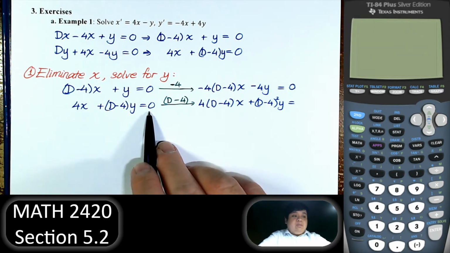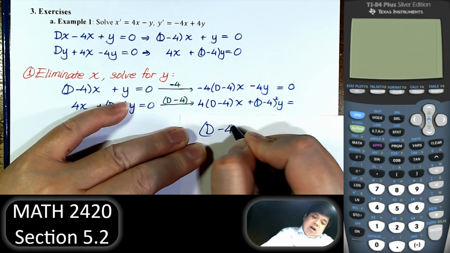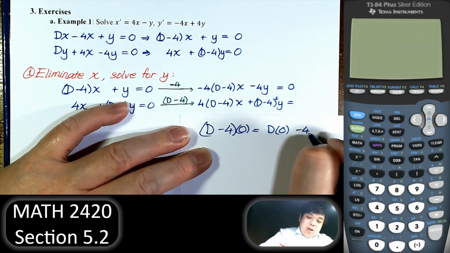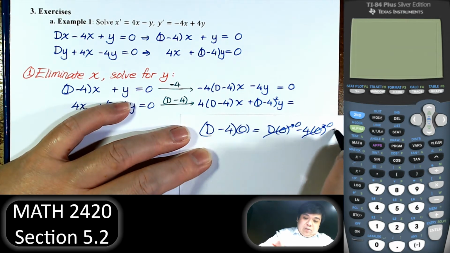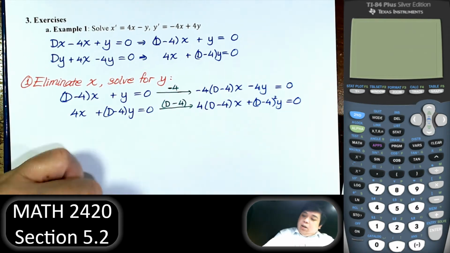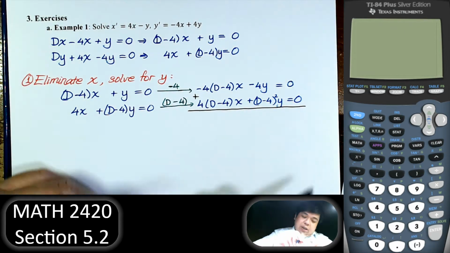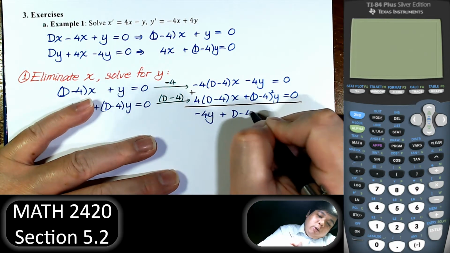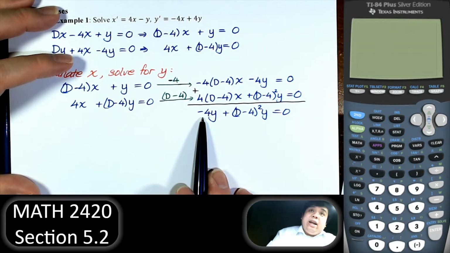This is not actually times 0, it is derivative. So D minus 4 of 0, meaning we take the derivative of 0 minus 4 times 0. Of course, the derivative of 0 is still 0. 4 times 0 is still 0. So that's just 0. Now we can add side by side. That gives us a negative 4y plus D minus 4 squared y equal to 0. Right. Now multiply this out and combine with negative 4y.